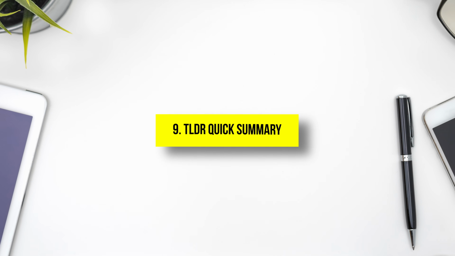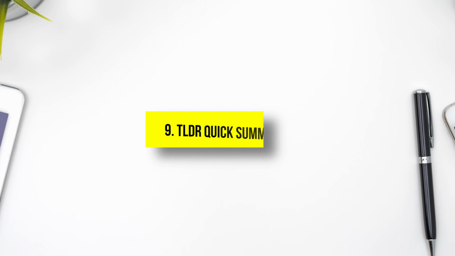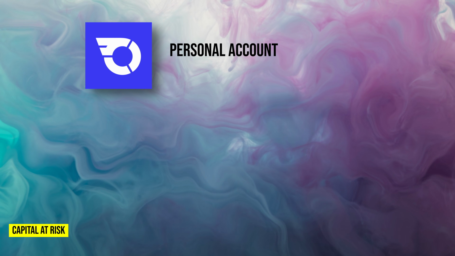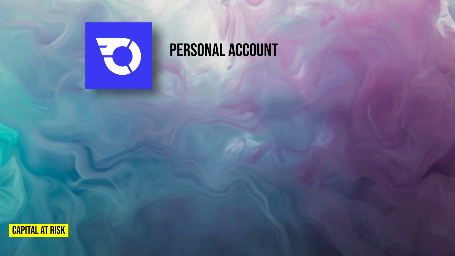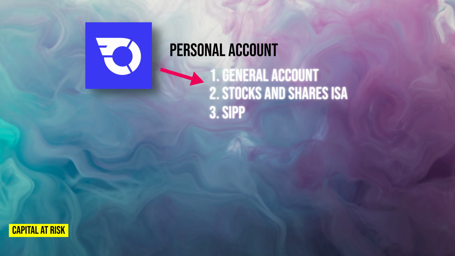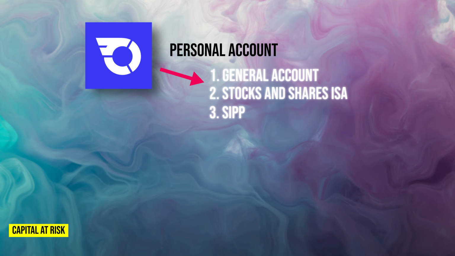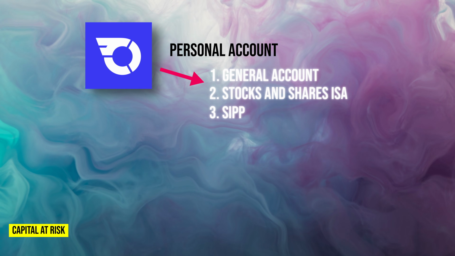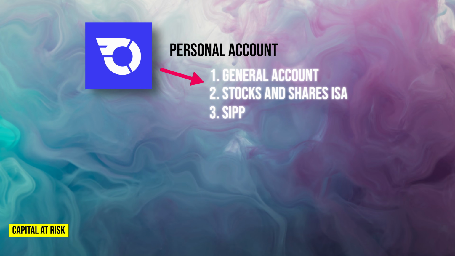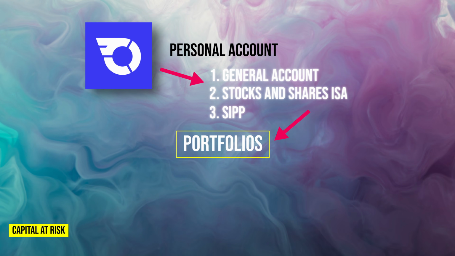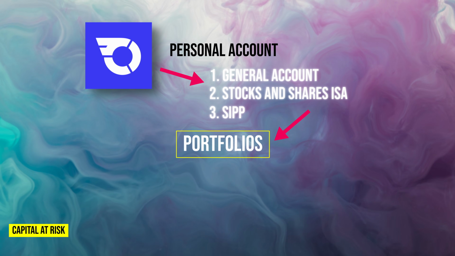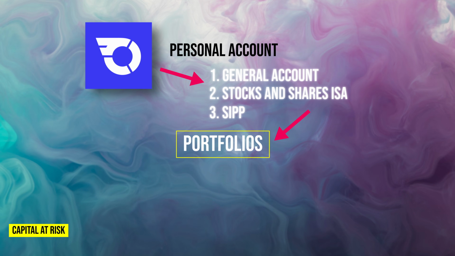Okay, here's a very quick summary of what we've covered and how InvestEngine works. Firstly, when you register, you get a single account which will hold all of your different investing accounts. You can have a general investing account, a stocks and shares ISA, and a self-invested personal pension. Inside each investing account, you place portfolios which contain your investments. You have hundreds of different ETFs to choose from, and you can make as many different portfolios as you like.